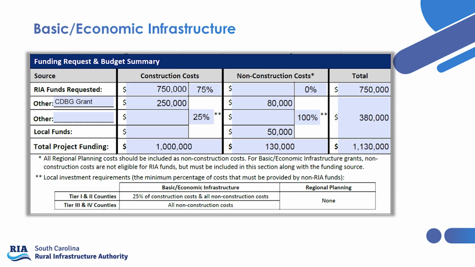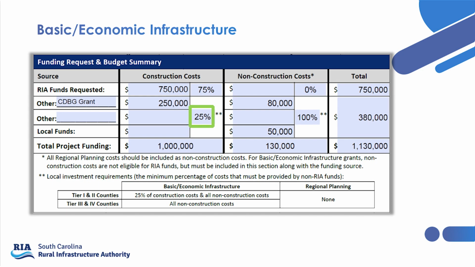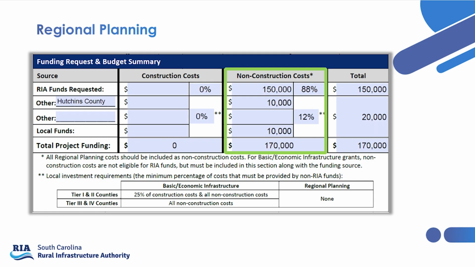Once you have all of your funding amounts entered, you need to ensure that the percentage of non-RIA funds meets the match requirement for your circumstances. For a basic or economic infrastructure application, the percentage of construction costs to be covered by non-RIA funds is the match percentage. The match requirements are summarized at the bottom of the page for quick reference. If you're applying for a planning grant, you should enter only non-construction costs.